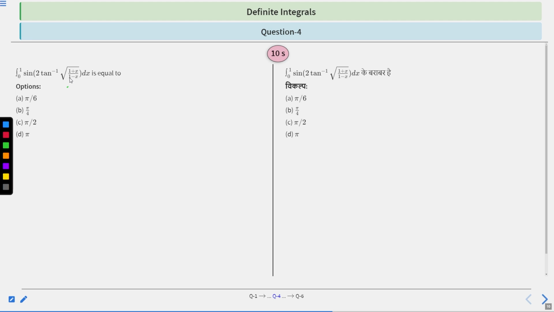So you just have to think of the basic substitution, or if you have any other thing in mind that further simplifies this integration to make it integrable, you can also apply that, right? So you have 10 seconds to solve or think about this question. After 10 seconds, we will discuss the solution.